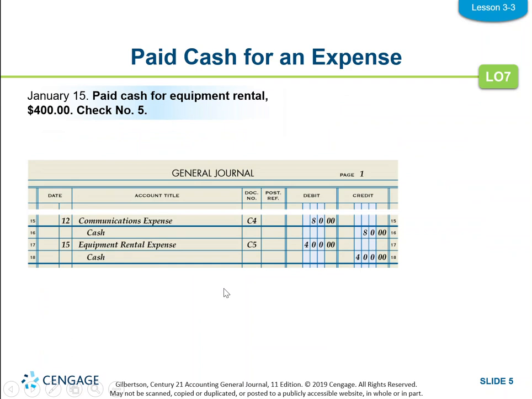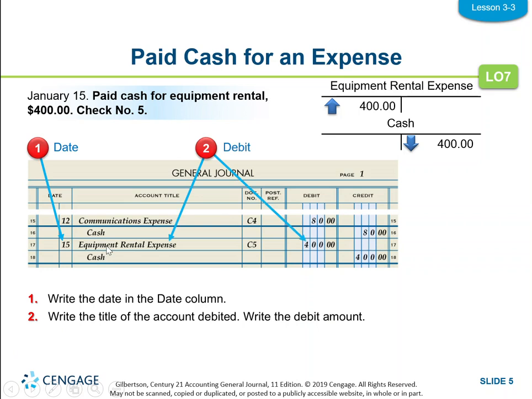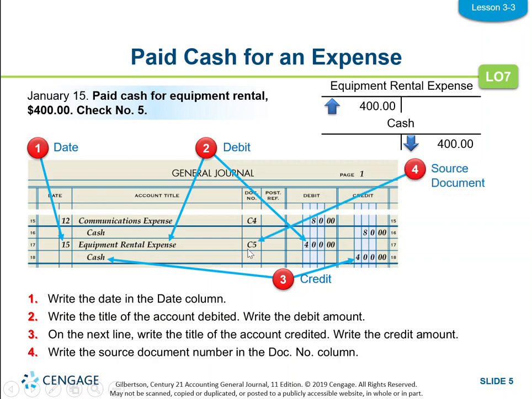Again, we paid cash for an expense. We paid cash for equipment rental, $400. Check number 5. Again, equipment rental expense is an expense account. That's going to be debited $400. Cash is decreased, or credited, $400. So we write the date in the date column. We write the account title of the account debited, equipment rental expense, the debit amount, $400. Next line, we indent and write the credit title, cash, credit $400. And the last thing we do is we put the source document, C5.